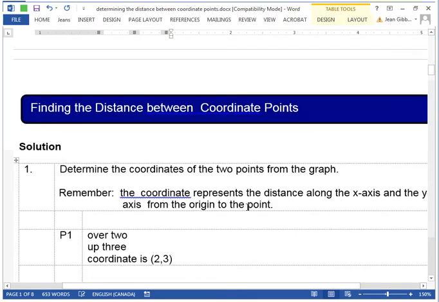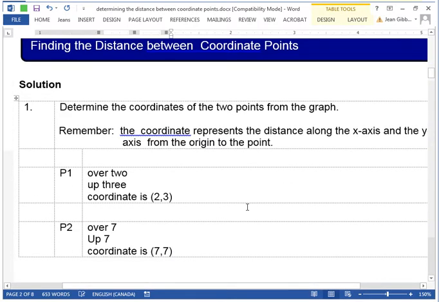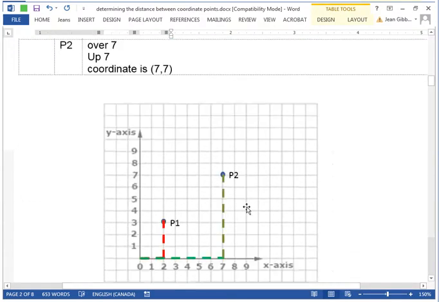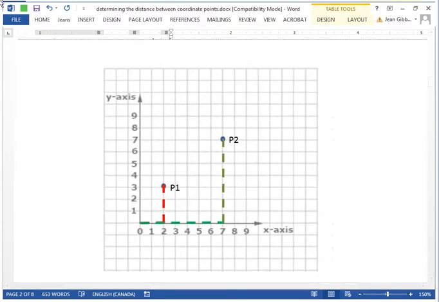Remember, the coordinate represents the distance along the x-axis and the y-axis from the origin to the point. For P1, we go over 2, up 3, which would give a coordinate of (2, 3). For point P2, we go over 7 and up 7. The coordinate is then (7, 7). This diagram shows where we go over and where we go up.